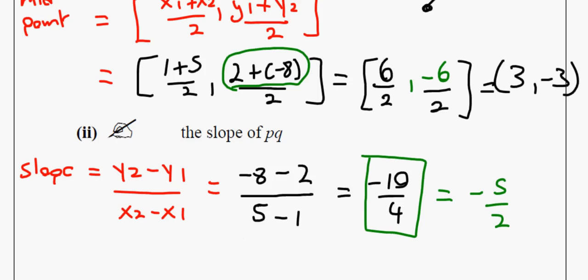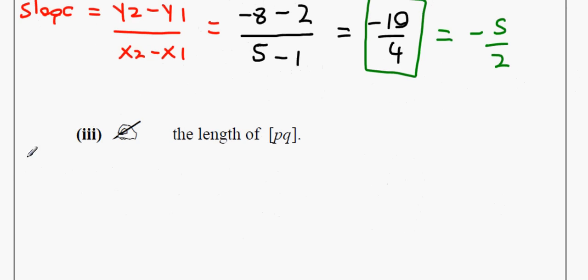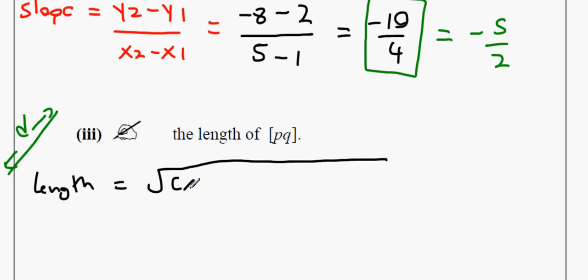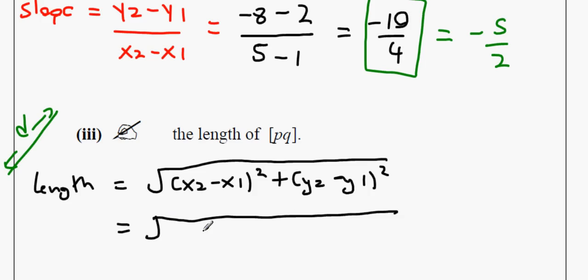Okay, the next question we're asked is for the length. Basically, what distance is the line? Okay, so we're looking for the distance of the line, or the length of the line. So, length ends up to be the square root of x2 minus x1 squared plus y2 minus y1 squared. And what we're going to get here, if we just put it all into the brackets, is x2 is 5, x1 is minus 1, so 5 minus minus 1.